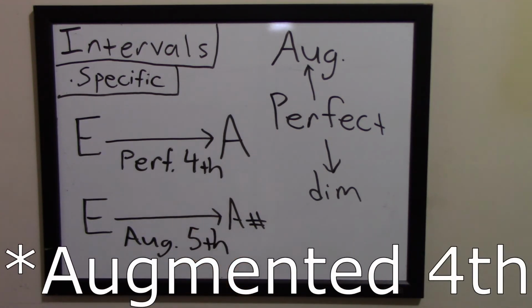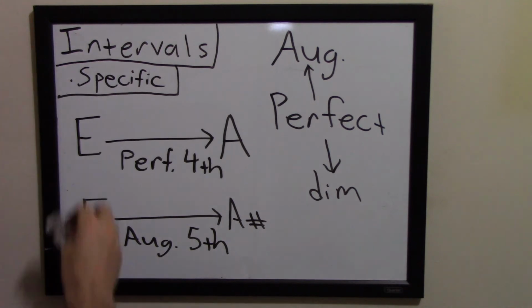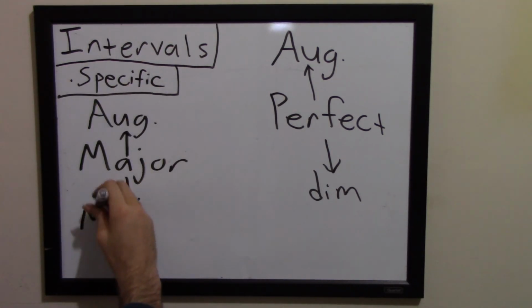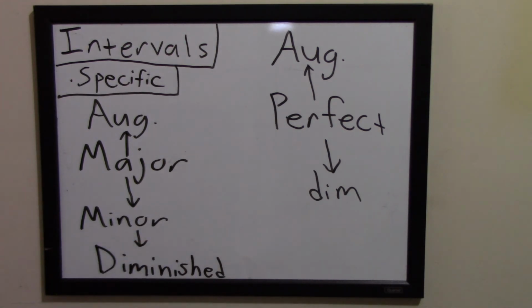So if you take the number of half steps in a major interval and you lower it by 1, you get minor. You lower it by another, you get diminished. You raise it by 1, you get augmented. If you do it with a perfect interval, you lower it by 1, you get diminished. You raise it by 1, you get augmented. And then after augmented, you have double augmented. And then after or before diminished, you have double diminished, but nobody really cares about those.